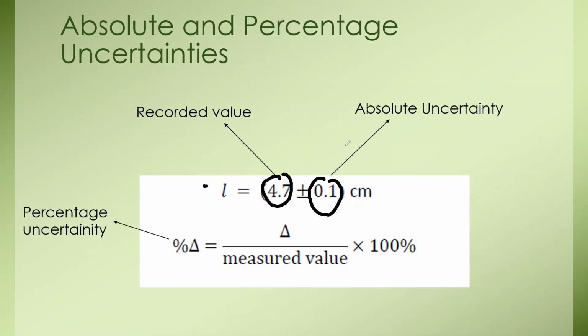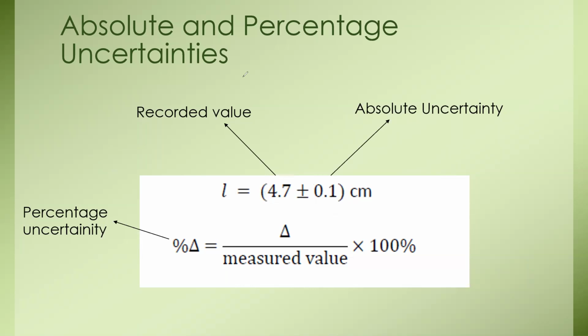If you want the percentage uncertainty, percentage uncertainty is equal to the uncertainty divided by the measured value, or the recorded value, multiplied by 100. Like if I want to find the uncertainty of this measurement, the uncertainty is 0.1, the measured value, the value which we recorded, is 4.7, and then multiplied by 100, that will give us the uncertainty in this measurement. Now, today's topic is how to work out the compound uncertainties.